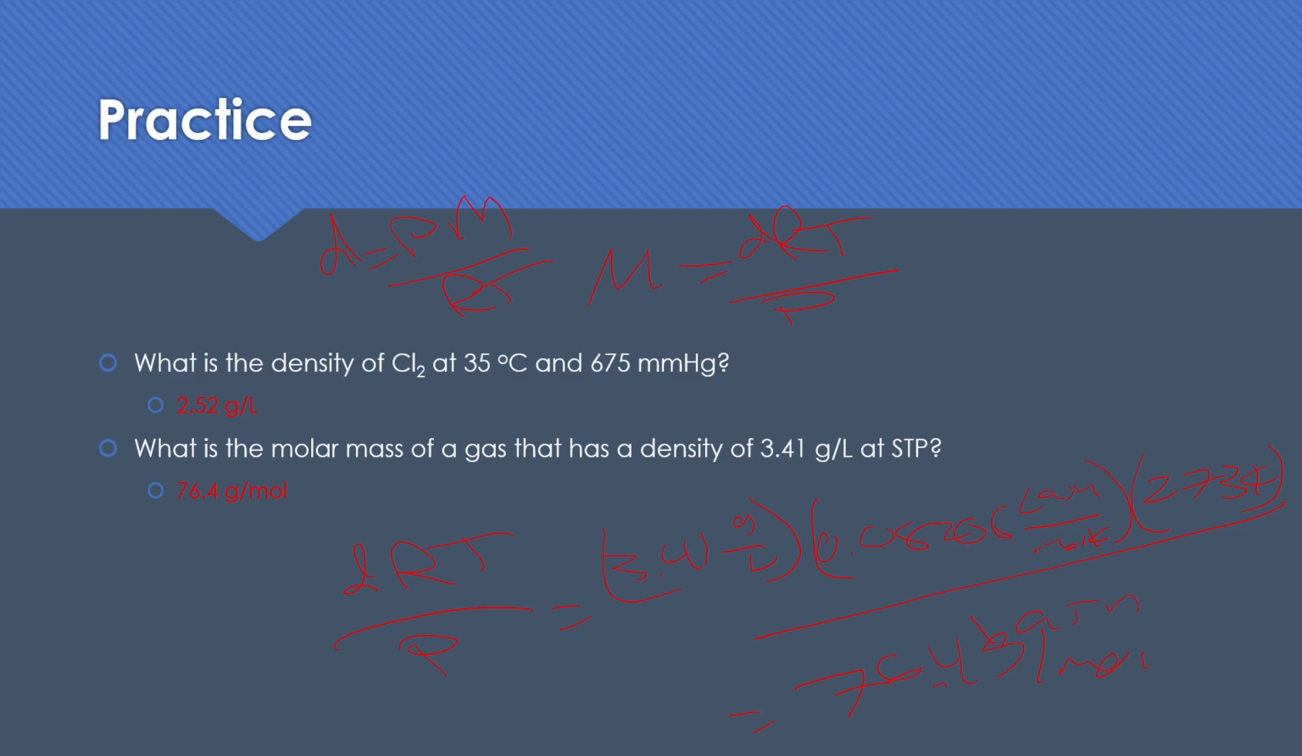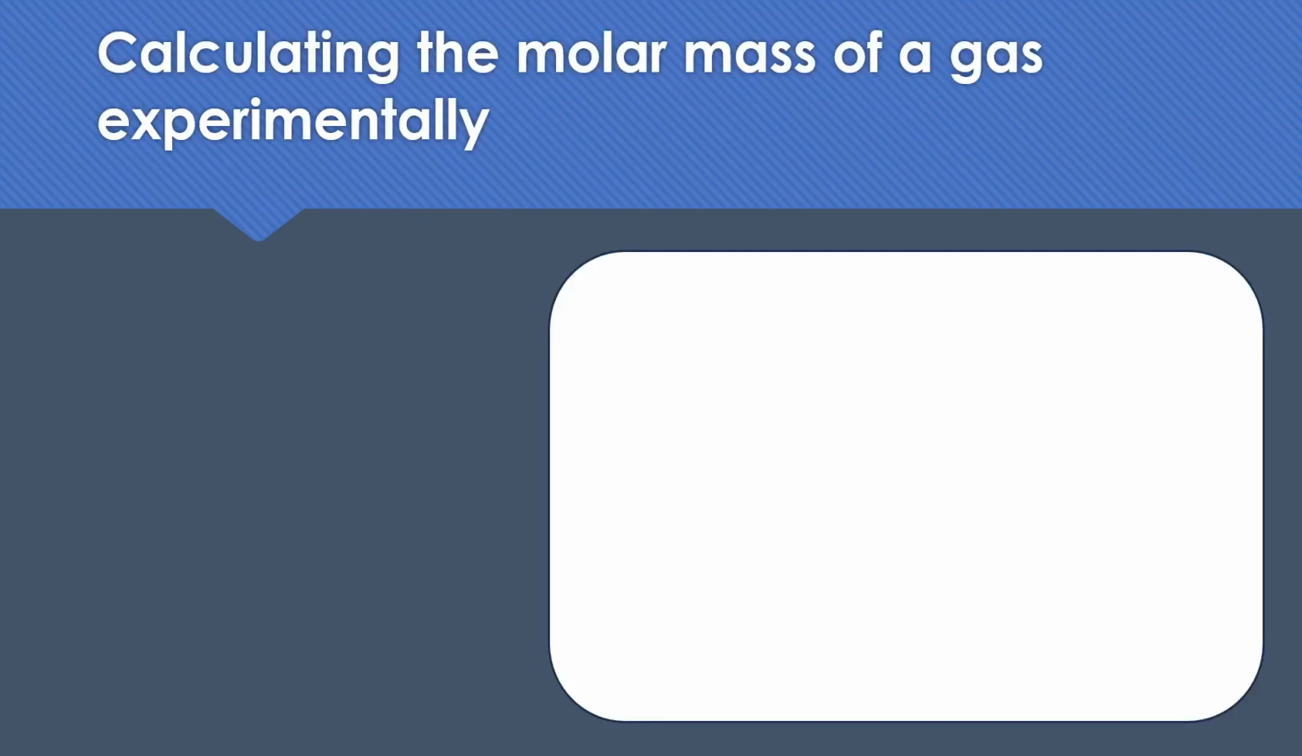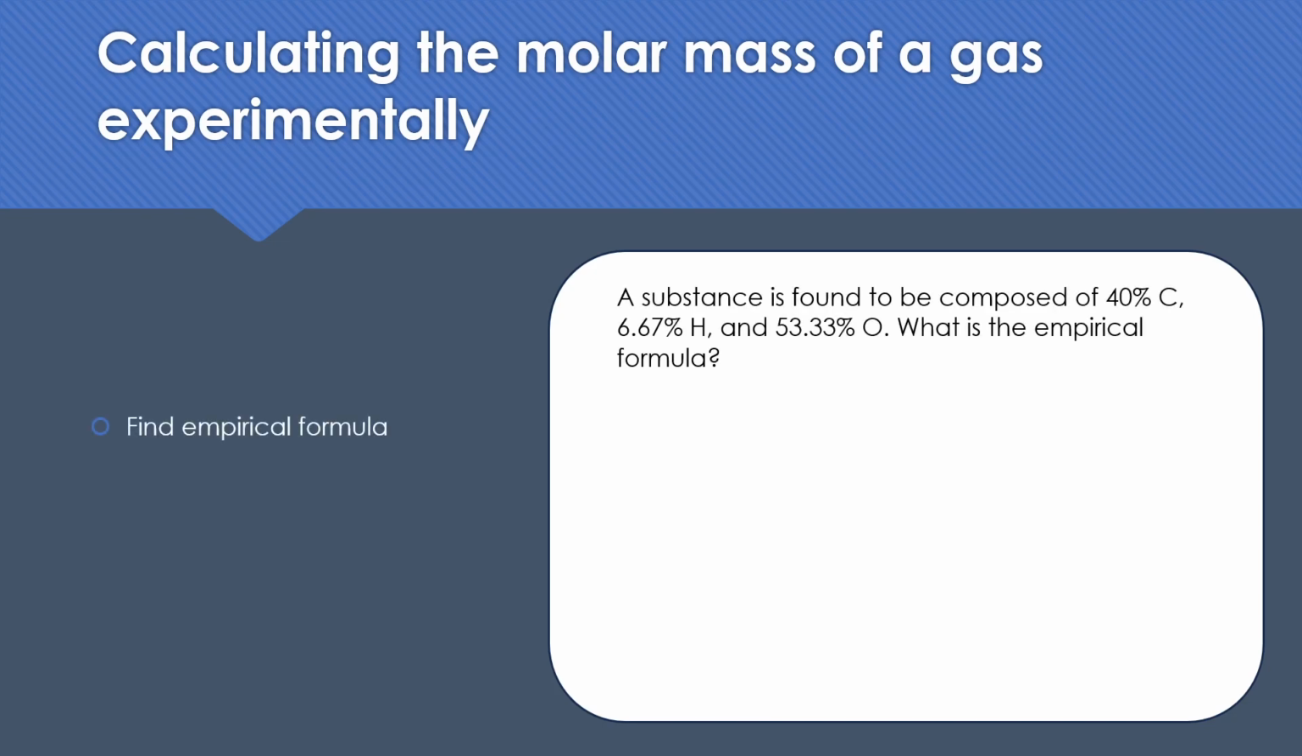All right, the other thing that we can derive is we can calculate the molar mass of a gas experimentally. So this is actually a two-step thing, but the first thing to do is to find the empirical formula. A substance is found to be composed of 40% carbon, 6.67% hydrogen, and 53.33% oxygen. What's the empirical formula? If you remember, you set up the percents as grams.